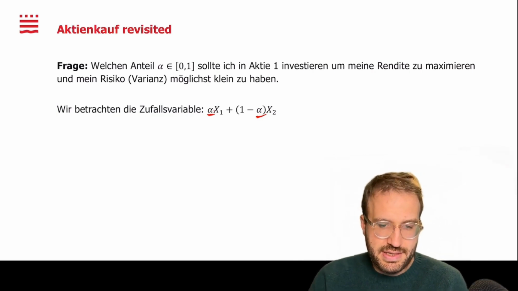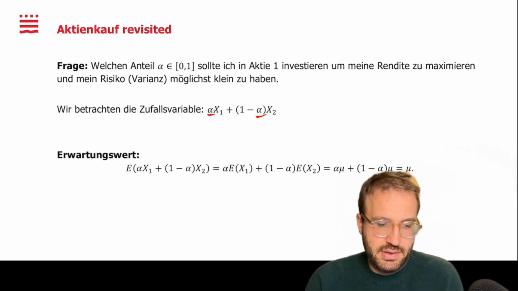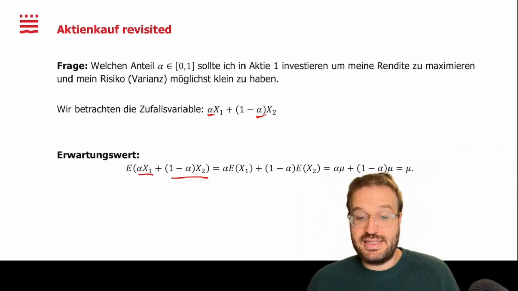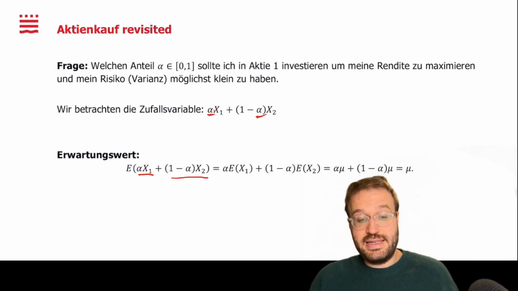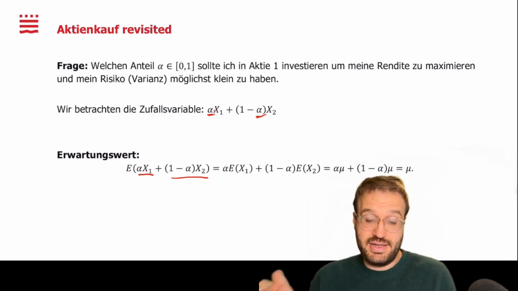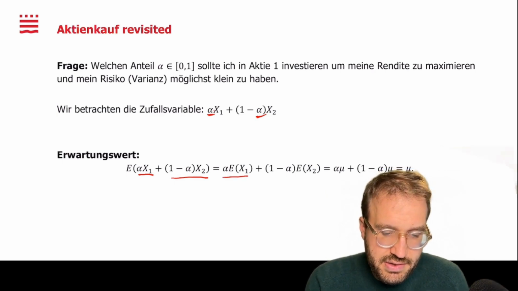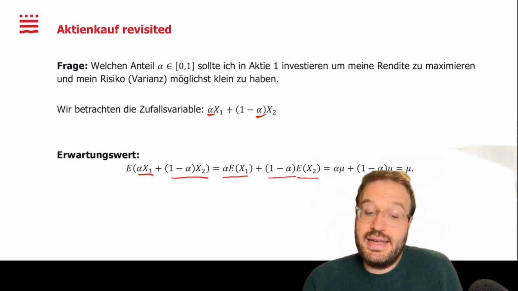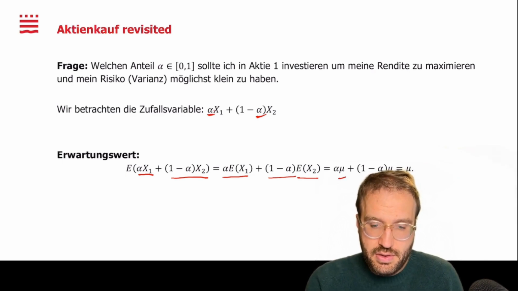Let's first consider the expected value, which is relatively simple. We have the following situation. We can form the expected value of this sum here, and we already know that it is linear. So the expected value of X plus Y is the expected value of X plus the expected value of Y, and we can also simply factor out constants. So we have alpha times E[X1]. And E[X1] and E[X2] are identical, meaning we have alpha times μ plus 1 minus alpha times μ.